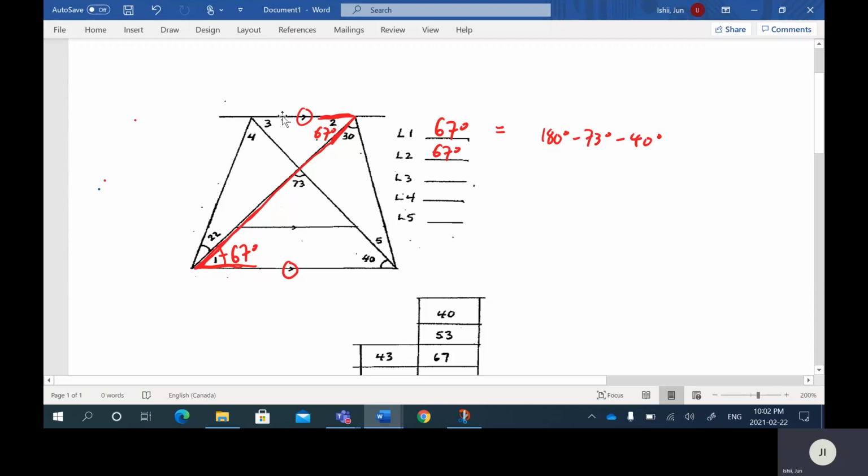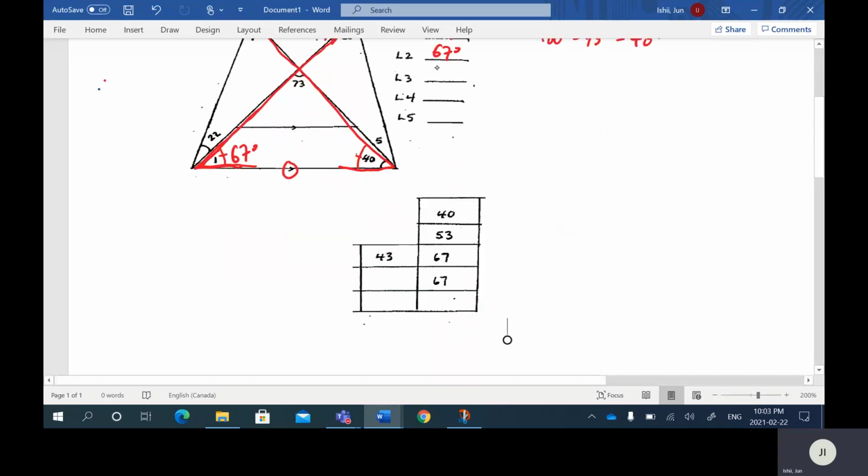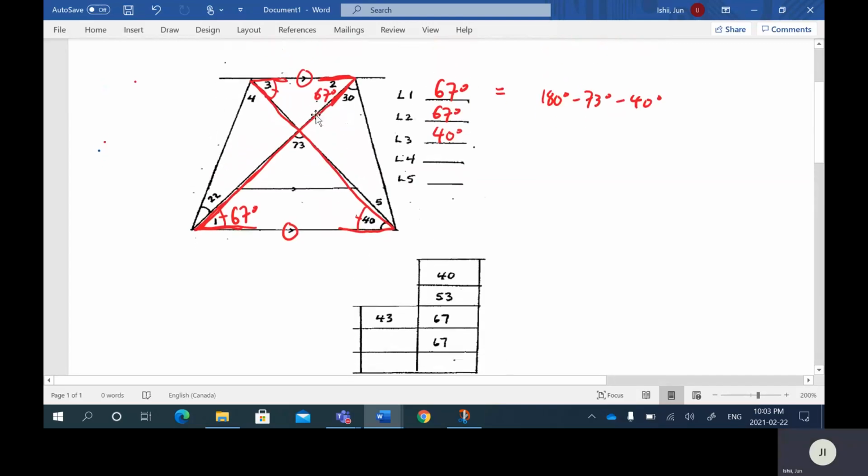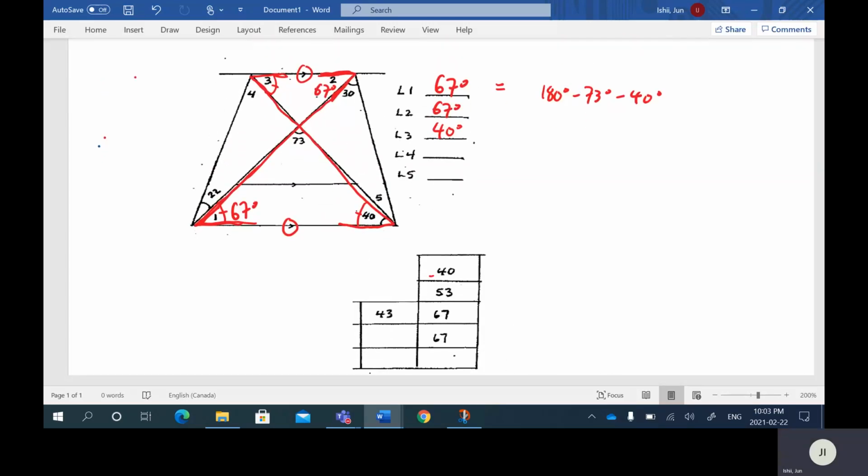Let's see angle 3. Okay, so angle 3 right here. Again, I'm going to do the same thing. I'm just going to trace it and see what happens. Notice that it goes all the way down to here. So this creates a backward Z, or in other words, a letter S. So these two angles, angle 3 and the 40 degrees, must be equal. So therefore, angle 3 here is 40 degrees. And as we work along here, we can just cross these things off.